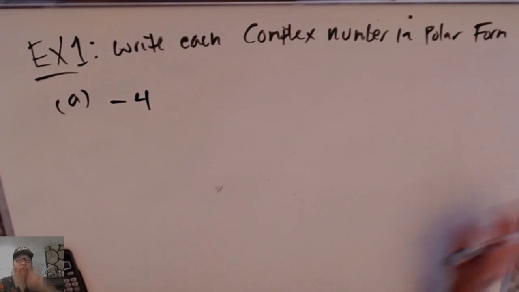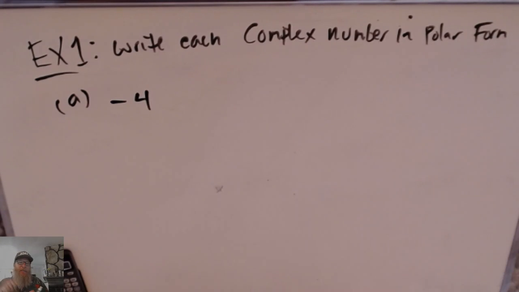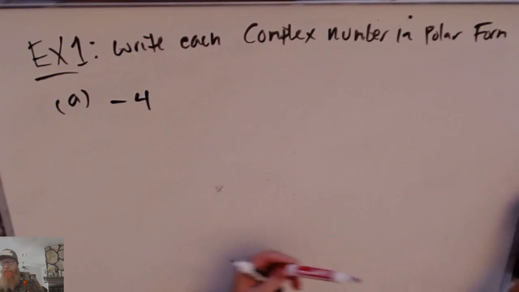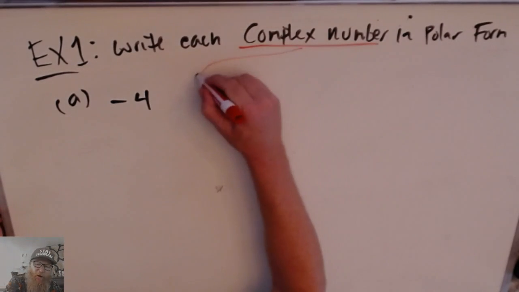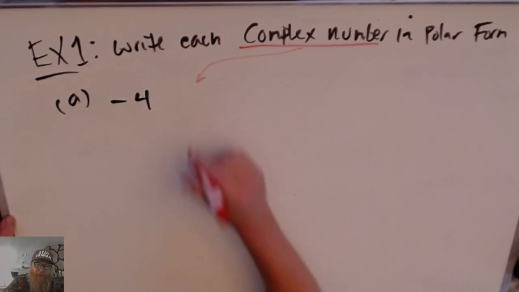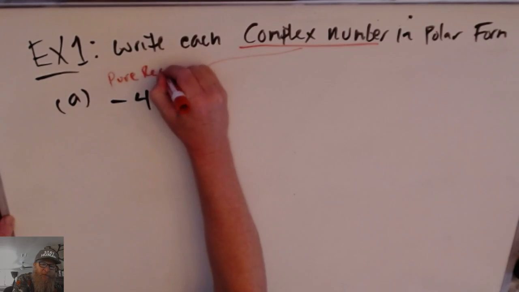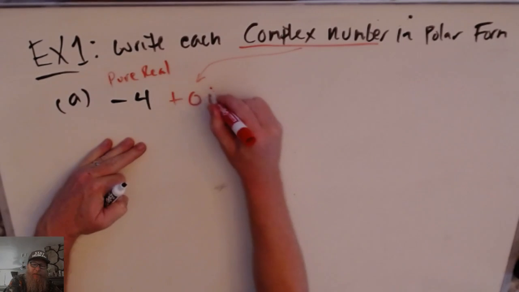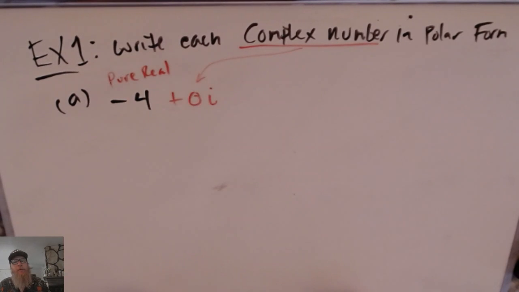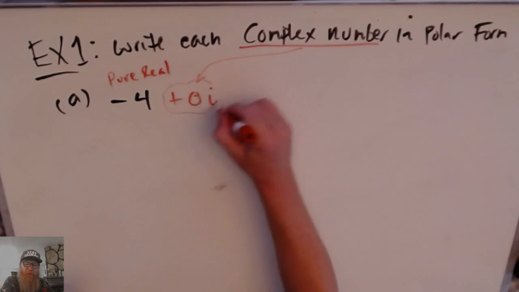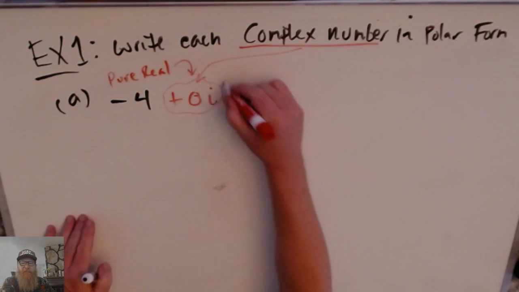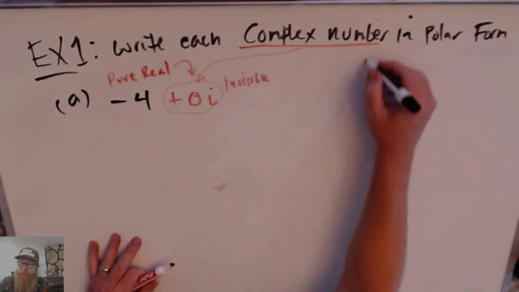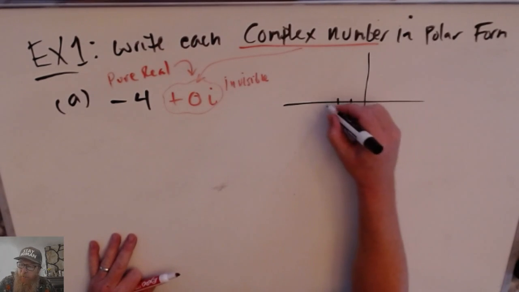All right, -4. Now you might think, wait a minute, you just said complex number. I don't see any imaginaries there. Well, this is a complex number with no imaginary part. So this is a pure real number, but it's still considered complex. It just means that it has no i. If you don't see an i, it's invisible. Pure real numbers have an invisible 0i. Okay, so -4 would be over here.